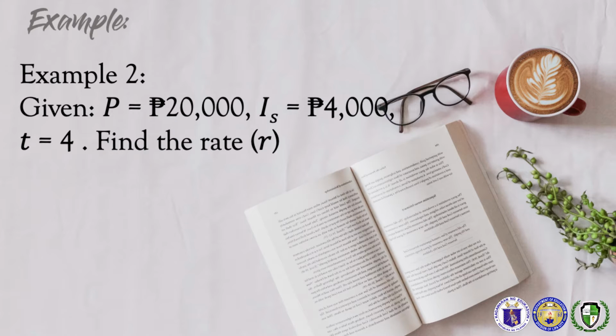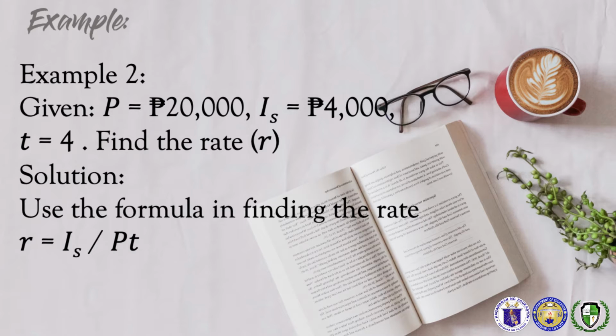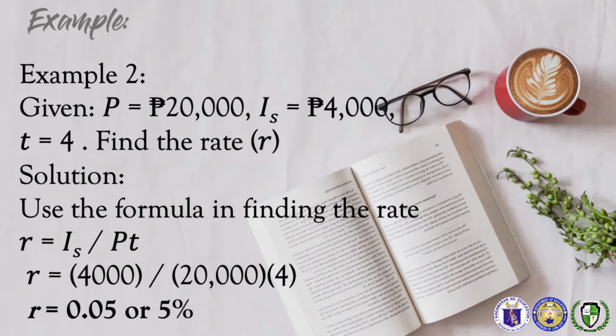Example number 2. Given that P is equal to 20,000 pesos, I sub s is 4,000 pesos, and T is 4, find the rate or R. Using the formula in finding the rate, which is R is equal to I sub s divided by P times T, we will obtain 4,000 divided by 20,000 times 4. And the answer is 0.05 or 5%.